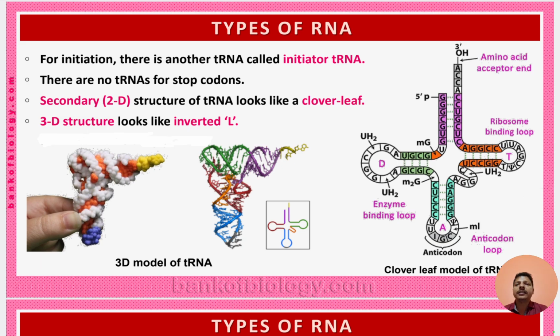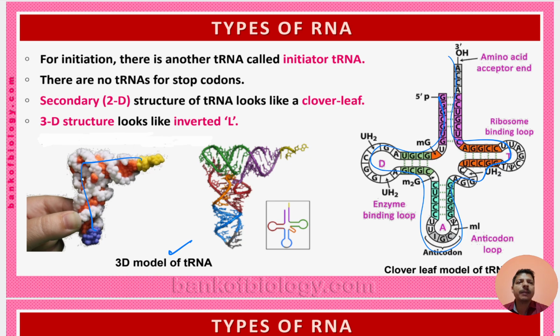Then for initiation, there is another tRNA called the initiator tRNA. There is no tRNA for stop codons. The secondary structure of tRNA looks like a cloverleaf and the 3D structure looks like an inverted L. Here you can see the 3D model, the inverted L-like shape, and the cloverleaf structure like this.